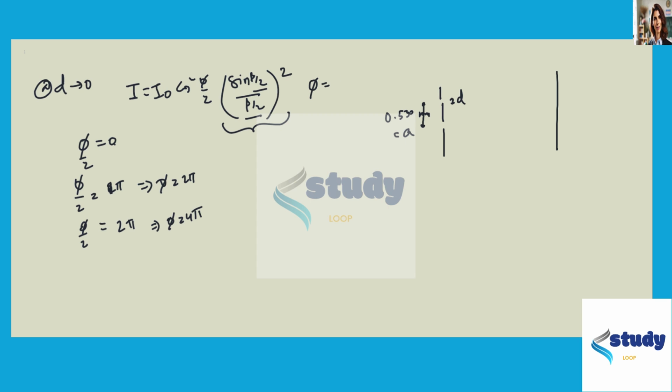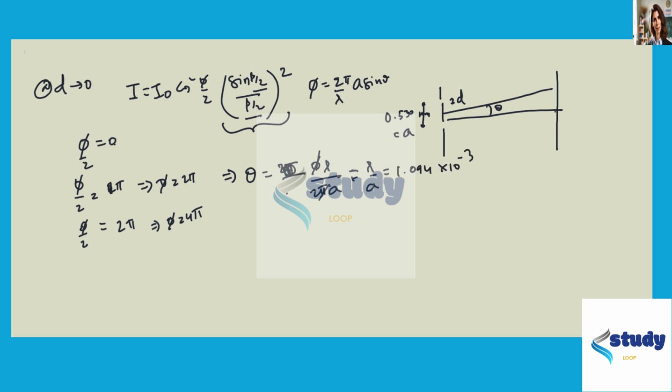We know that phi is 2 pi by lambda a sine theta. And because sine theta is very small, we can simply equate it with theta, and we can see theta is equal to phi lambda by 2 pi a. So in this case, because phi is 2 pi, the 2 pi cancels, which gives us lambda by a, which turns out to be 1.094 times 10 to the power minus 3 radians.